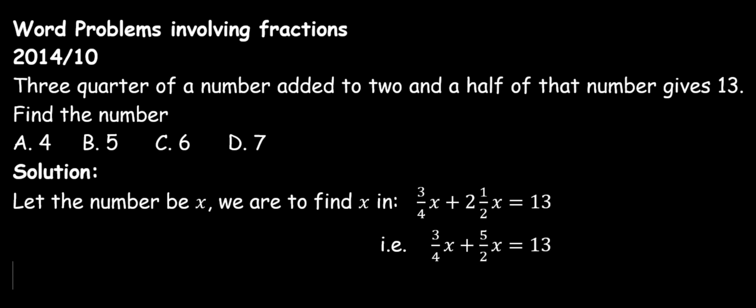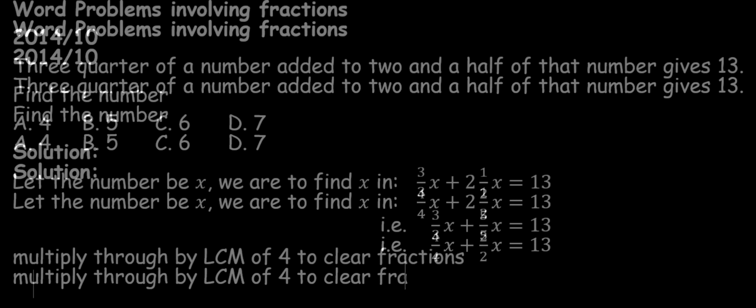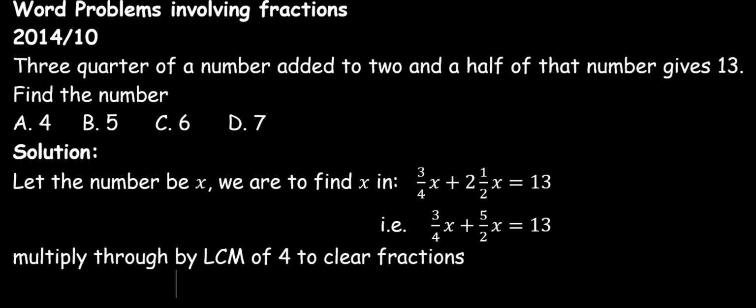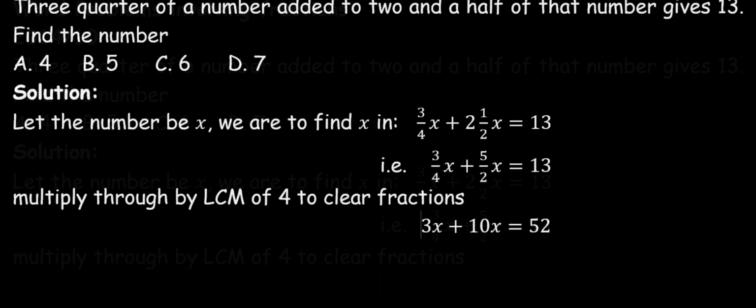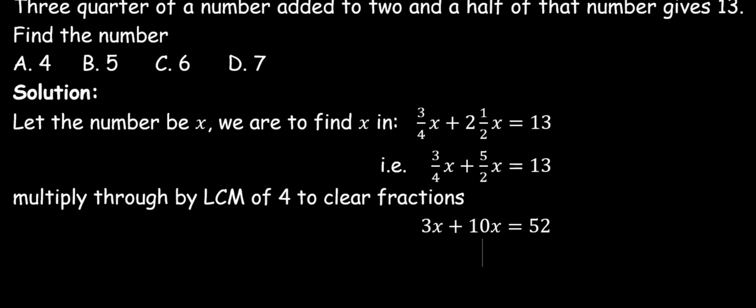Multiply through by the LCM of 4 to clear fractions, because the LCM of the denominator 4 and 2 is 4. We have 3x plus 10x will be equals to 52. What we have just done, item by item, and also 13. So in the first case, 4 we cancel out with 4, you have 3x left. In the second case, 2 we cancel out with 4, and you are left with 2. 2 times 5 will be 10 times the x that is there. And in the last case, after the equality sign, is 13 times 4, and that gives you 52.